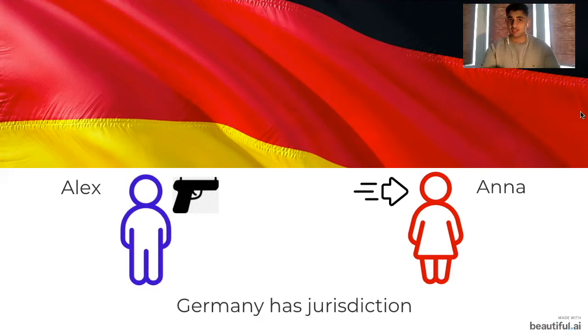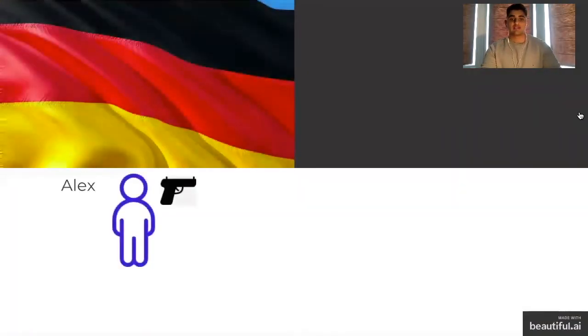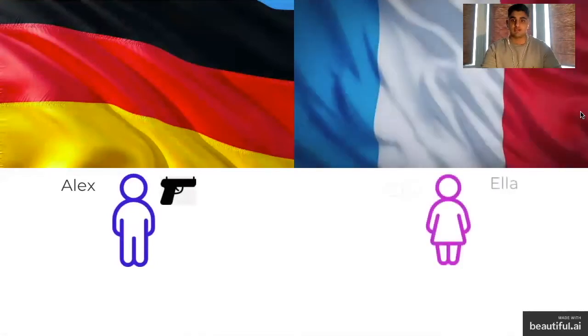It becomes complicated in the next example. What if now Alex is in Germany, right? He's standing on German territory. He shoots his gun, but the bullet lands in France and it hits Ella in France, right? What then? Who's to decide who prosecutes Alex now? Would it be Germany because he shot the gun there? Or would it be France since Ella received the bullet there?